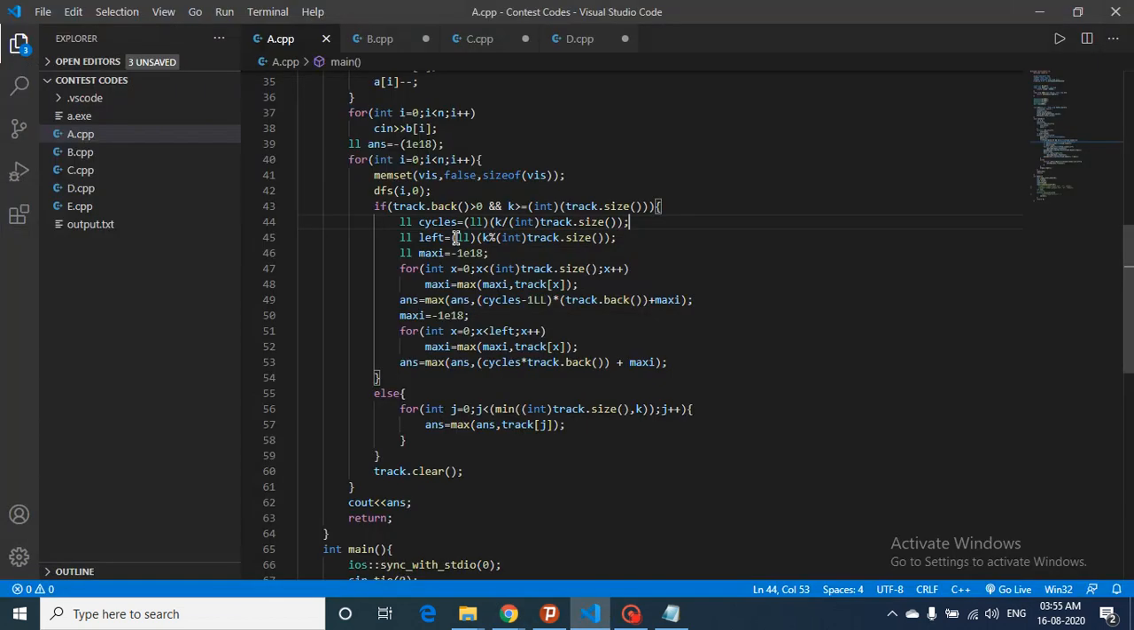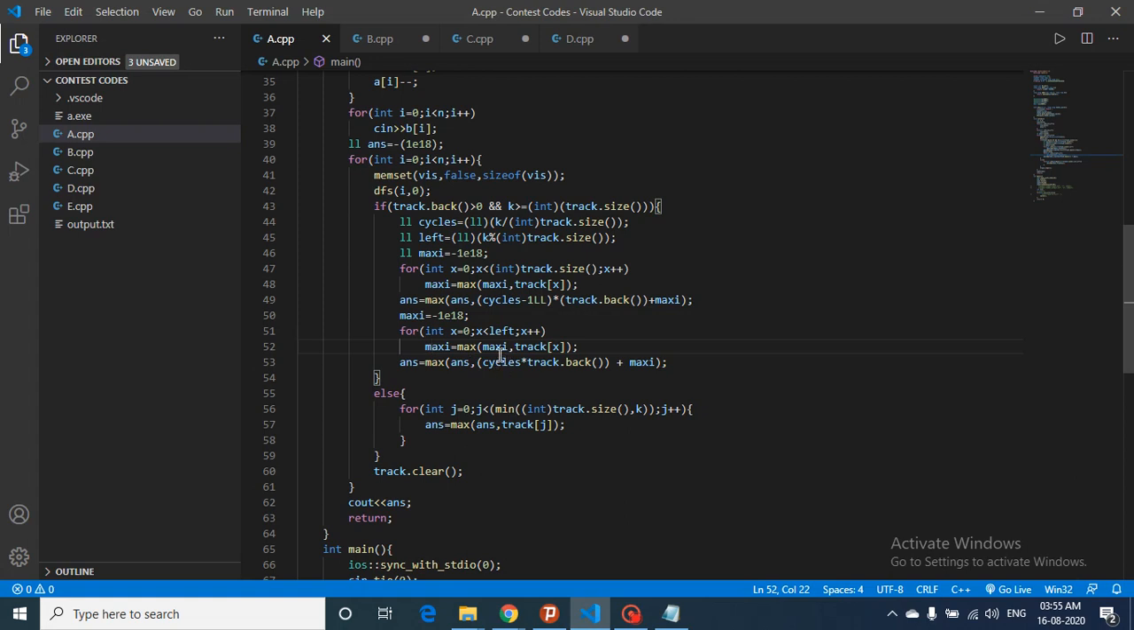Then I find the leftovers and the cycles, and again I initialize maxi. This is another maximum, apart from the global one. And then I have two cases which I have told you. I can iterate over all the cycles and then the leftovers. So this is the case in which I iterate over the leftovers only. The leftovers are how many modulus are remaining. So I will iterate from 0 till the leftovers, and find the maximum among all those leftovers, and the answer is the maximum among the global answer.